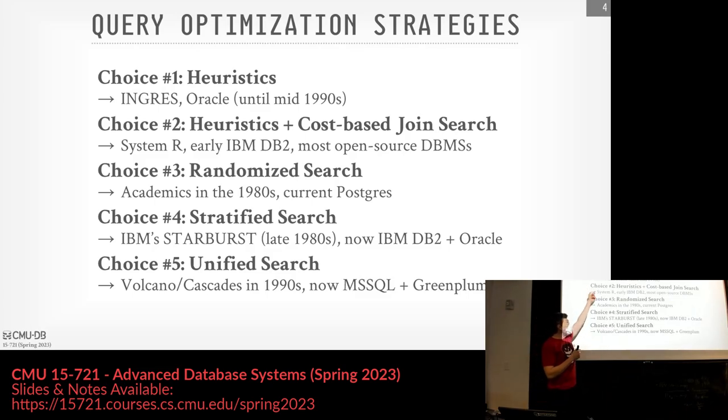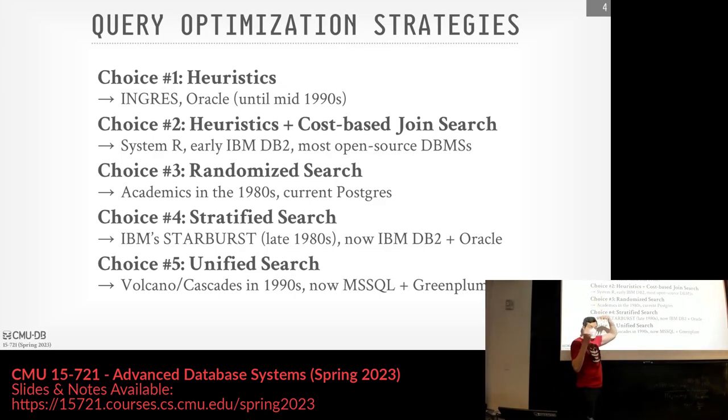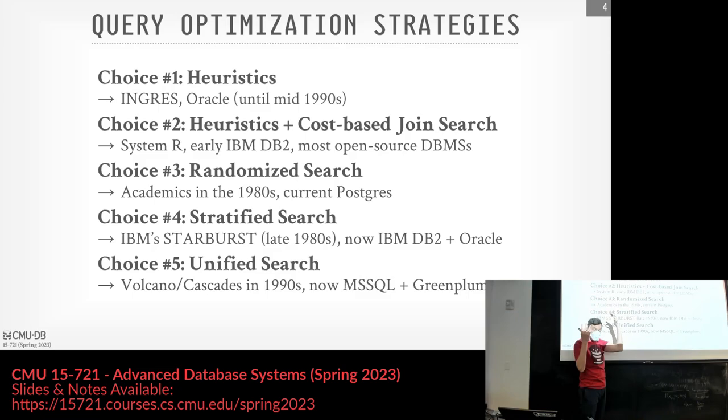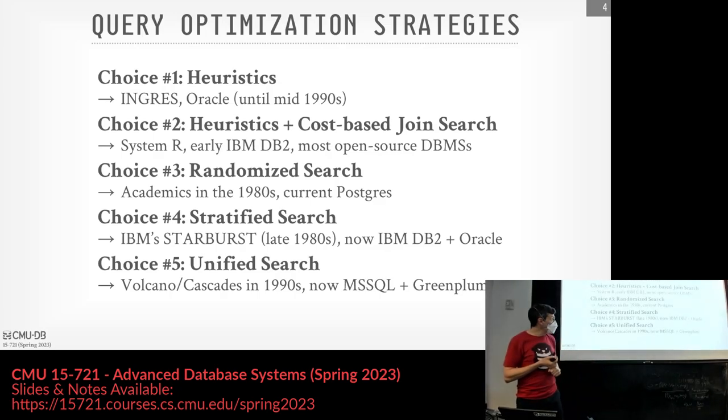And then, as I said, this is what most systems are going to implement today. There'll be a bunch of hard-coded rules written in a procedural language. Then you do some initial transformations, like always do a predicate pushdown and so forth, and then you do the cost-based search. There might be initial steps afterwards to clean things up, like Postgres does. We talked about randomized search algorithms, like simulated annealing, or Postgres's genetic algorithm. But the ones we want to focus on in this class are stratified search and unified search.